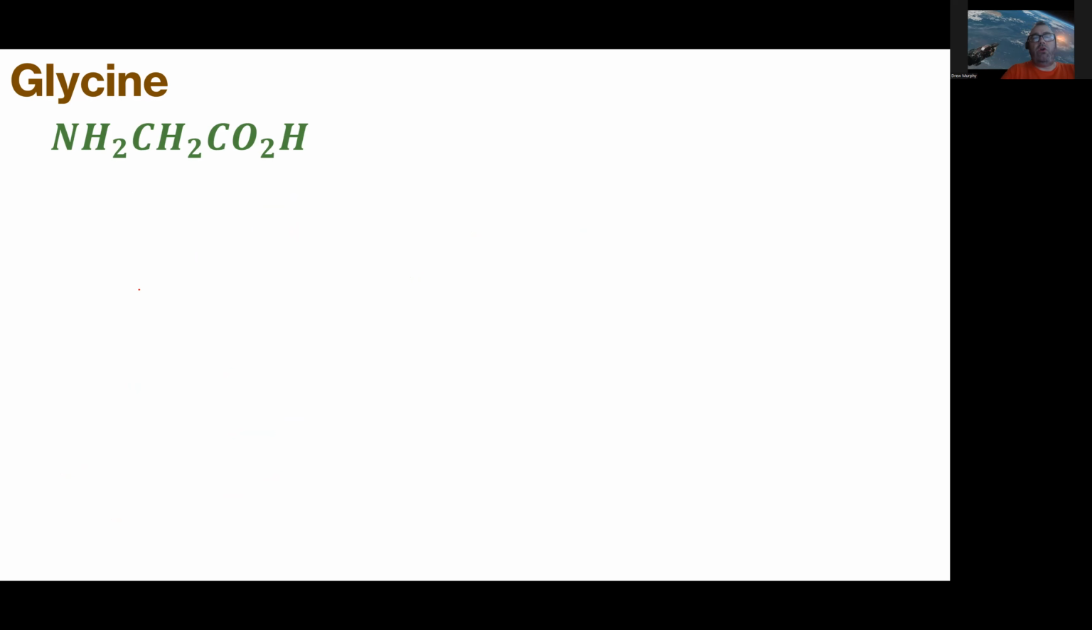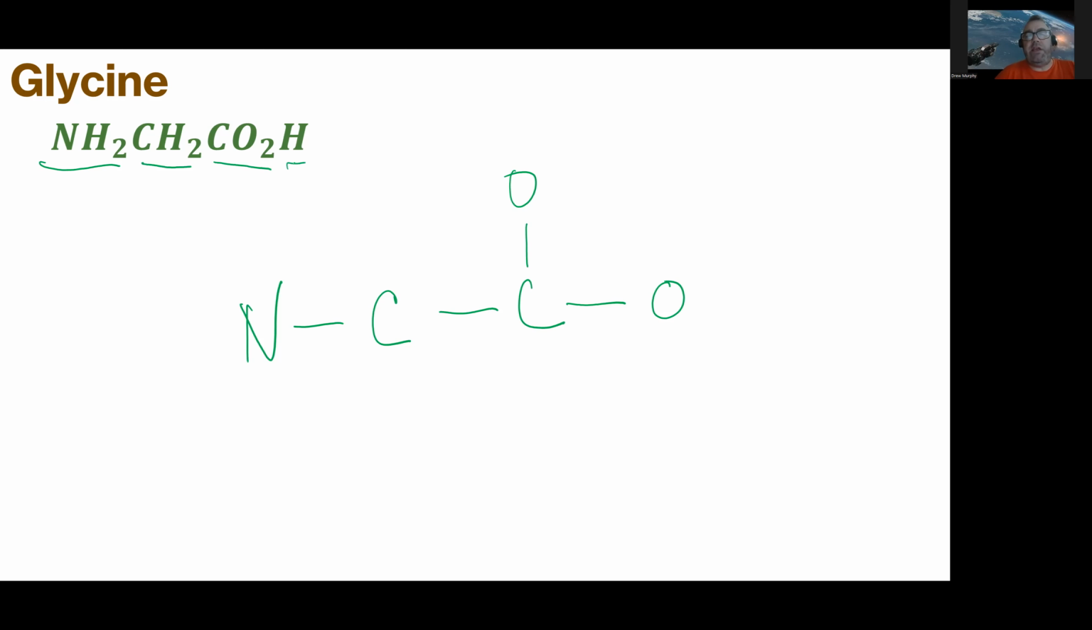So really our core here is nitrogens and carbons. We have a nitrogen that's stuck on a carbon, and the carbon on the end has 2 oxygens bound to it. There's our core, based off of NH2, CH2, CO2, and we have H at the end. NH2 means we have 2 hydrogens on this nitrogen here. This carbon also has 2 hydrogens.